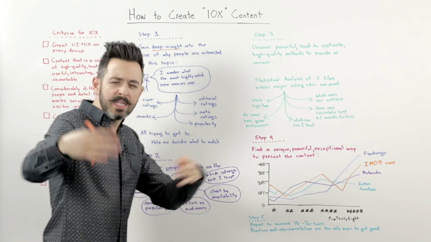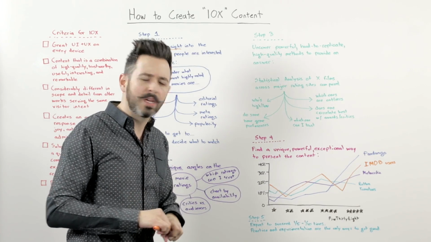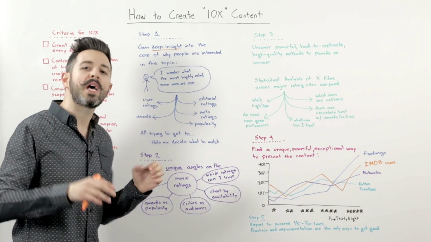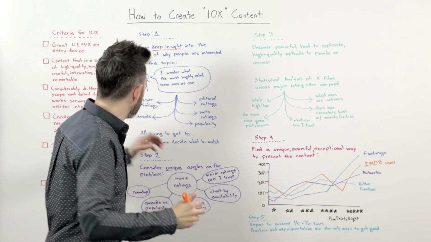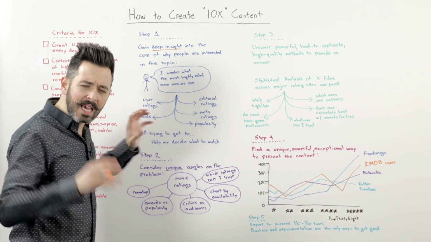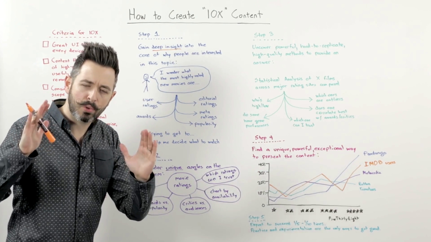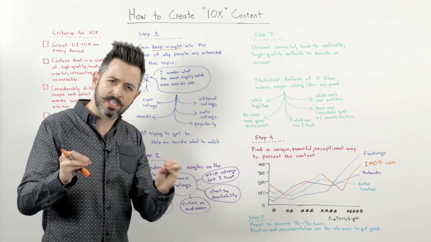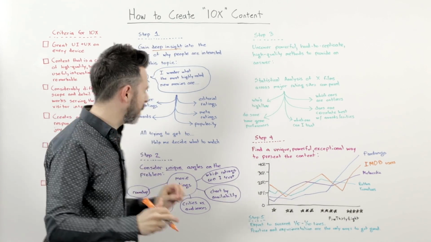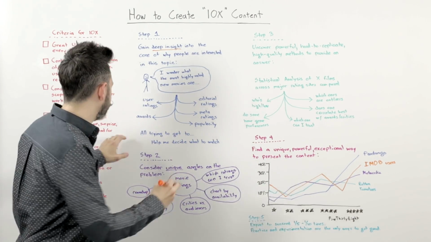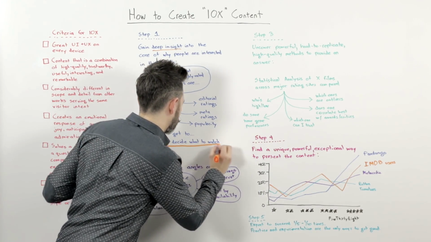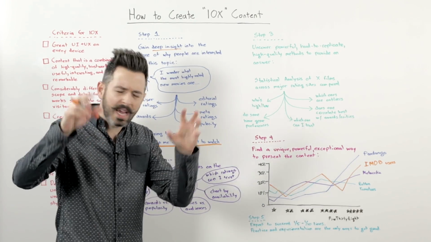So for example, let's do something simple, something we're all familiar with. I wonder what the most highly rated new movies are out there, right? Essentially, how do we get into this person's brain and try to answer the core of their question? They're essentially asking, help me decide what to watch. And that could have a bunch of angles to it.